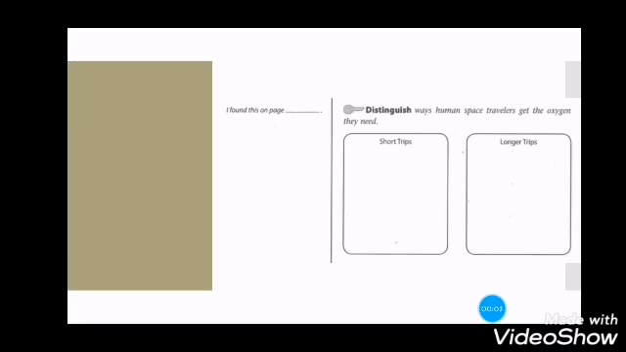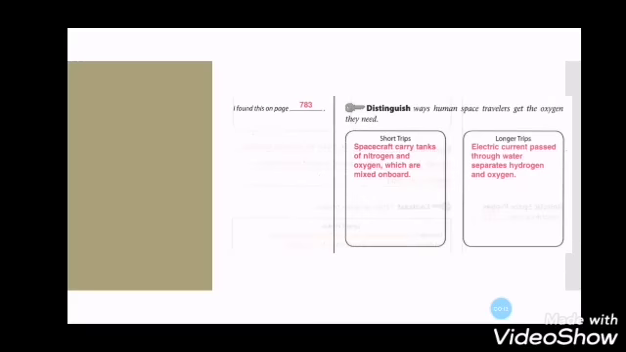Distinguish ways human space travelers get the oxygen they need. And I have two kinds of trips, the short trips and the longer trips. And the answers are on page 783. So in the short trips, spacecraft carry tanks of nitrogen and oxygen, which are mixed on board. Whereas in longer trips, electric current passed through water separates hydrogen and oxygen.